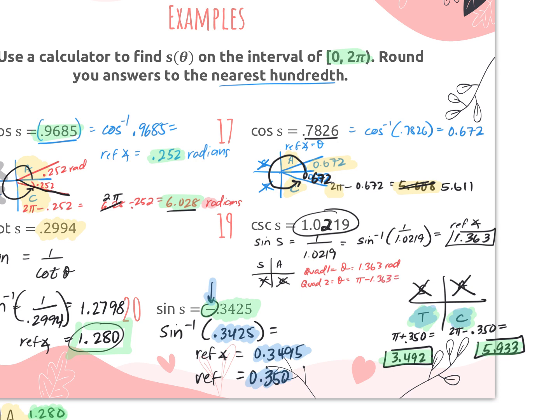So pi minus the reference angle, 1.363, is going to equal 1.779. Okay, so these are my two answers, and they're both radians. These are the two radian angles that are going to give me a cosecant of 1.0219, or a sine of 1 divided by 1.0219.